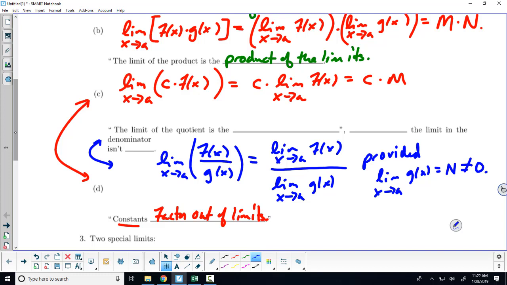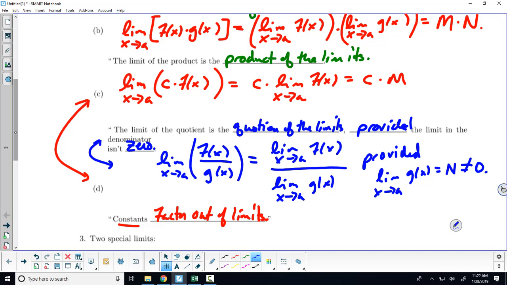Put another way, the limit of the quotient is the quotient of the limits, provided the limit of the denominator isn't what? 0. If it is 0, then the limit doesn't exist.